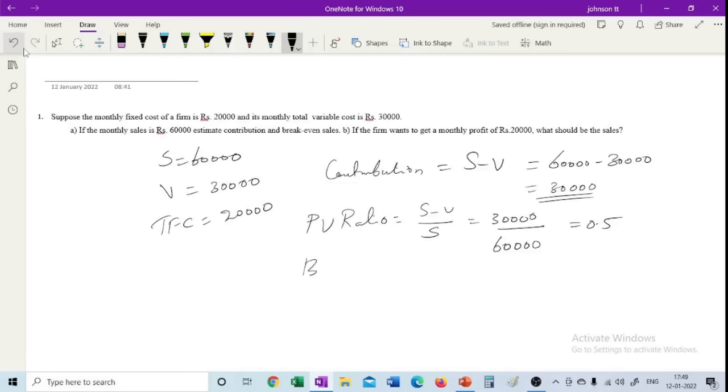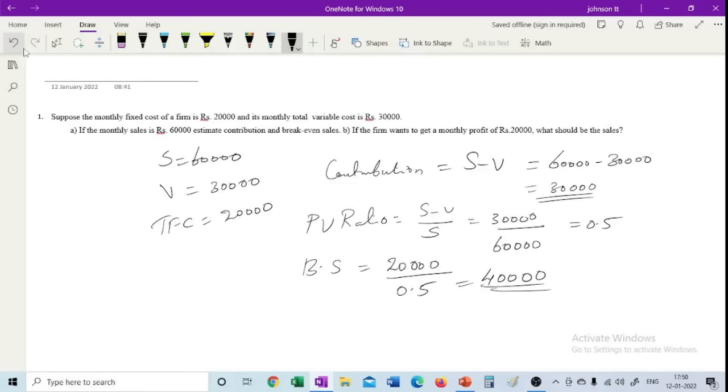And break-even sales, or break-even revenue, is equal to TFC divided by PV ratio. TFC is 20,000 divided by PV ratio 0.5. So that is equal to 40,000. That is break-even revenue or break-even sales. Then the last part of the question, if the firm wants to get a monthly profit of rupees 20,000, what should be the sales? This is the break-even sales or break-even revenue, but the firm wants to get a monthly profit of rupees 20,000.